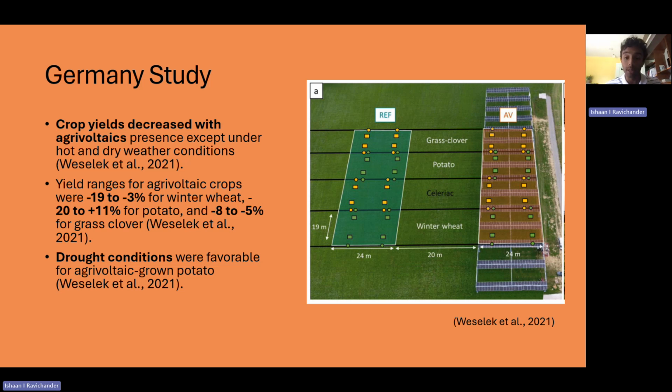Potato and winter wheat yield were increased in a dry 2018 summer in Germany by 2.7 and 11% respectively. Although this highlights that crop yields will generally decrease as adverse weather conditions such as drought occur more due to climate change, it is possible that agrivoltaics could provide a little more shade and buffer to improve crop yields for specific crops such as potato under specific conditions.